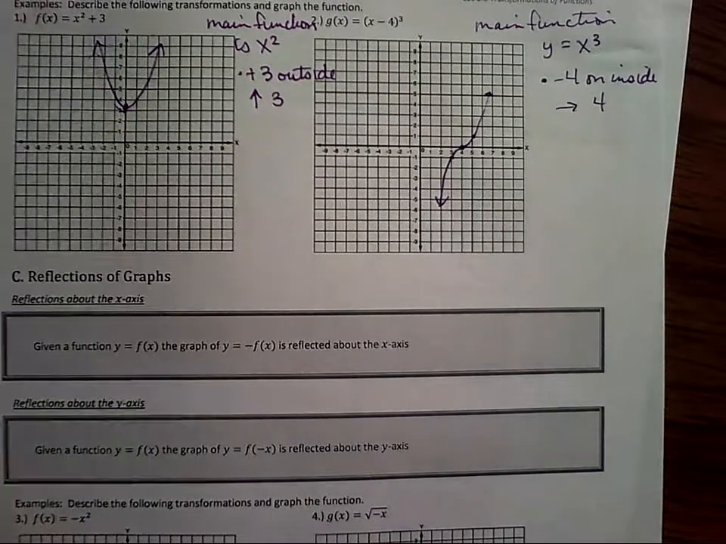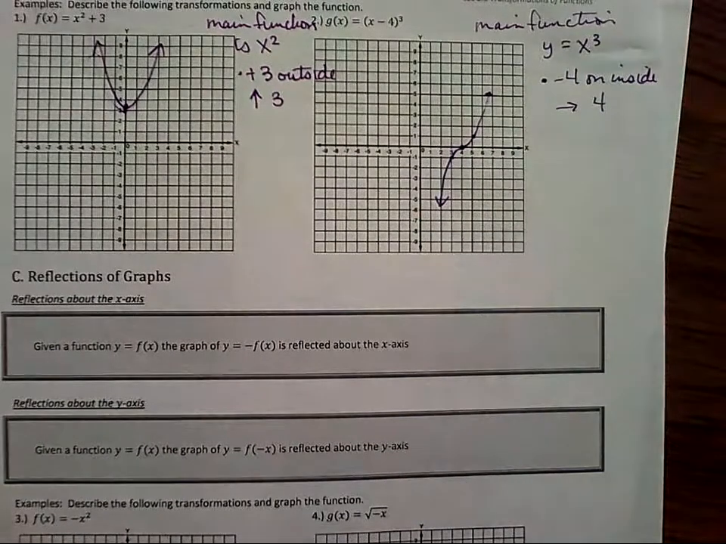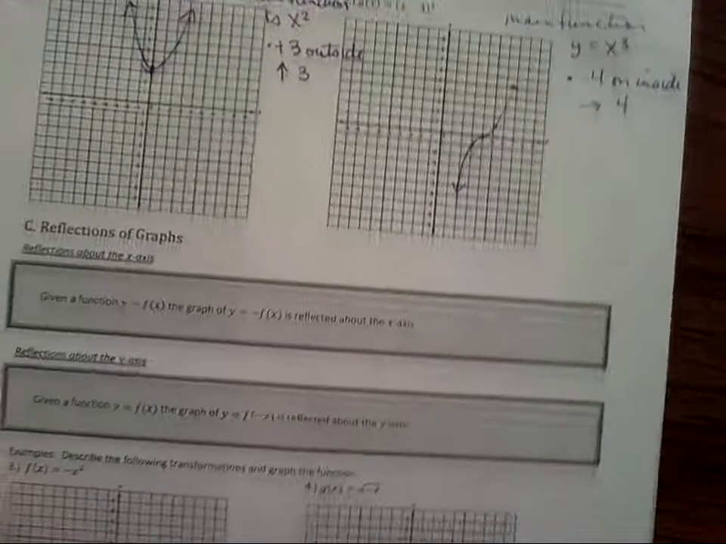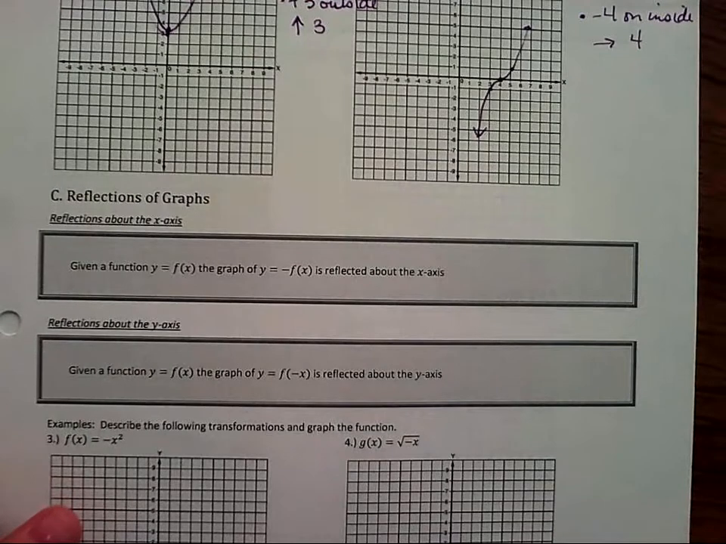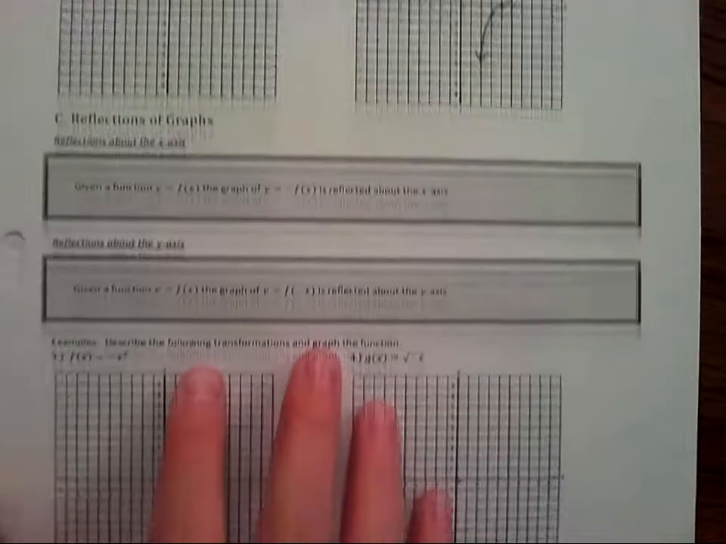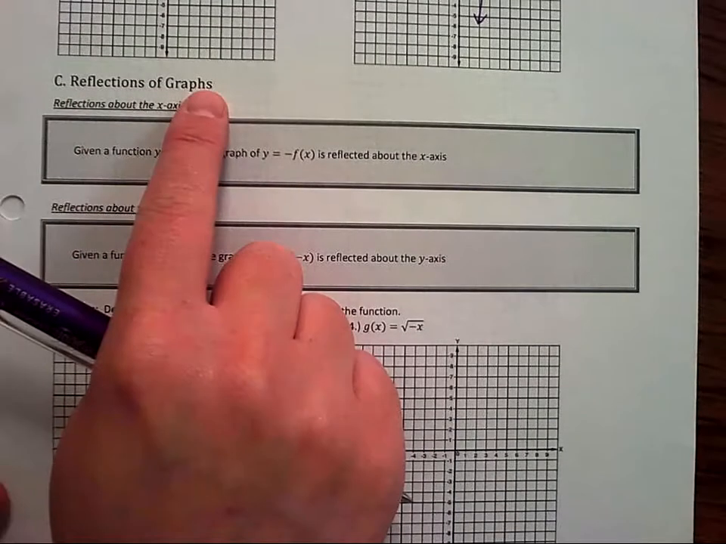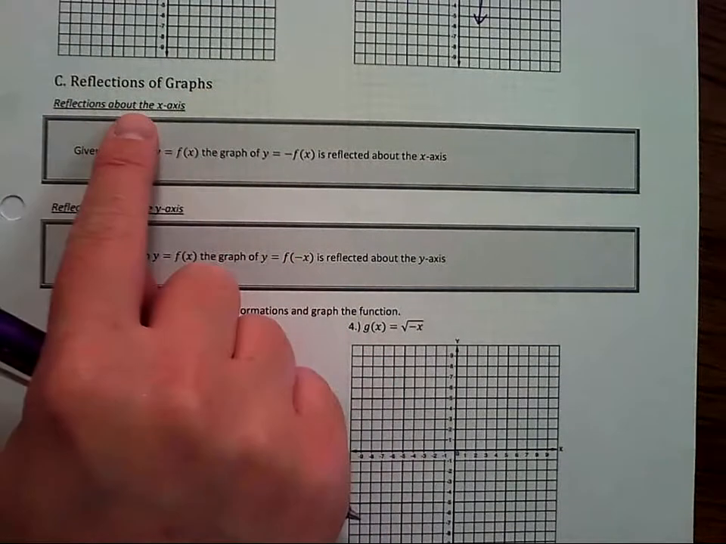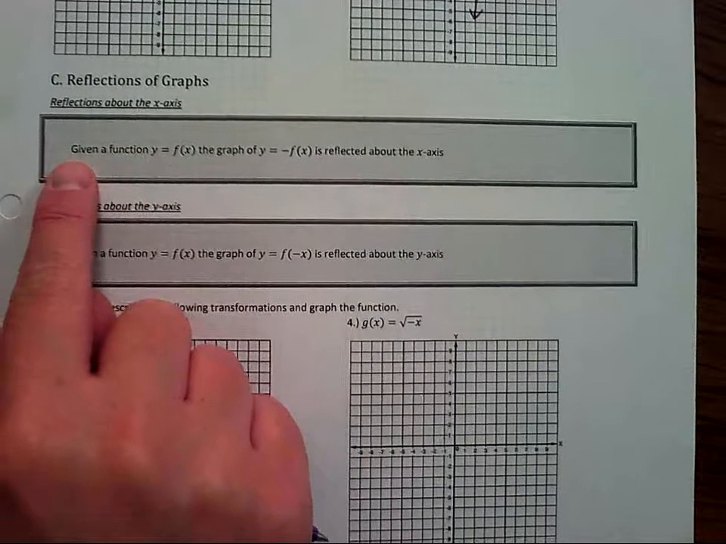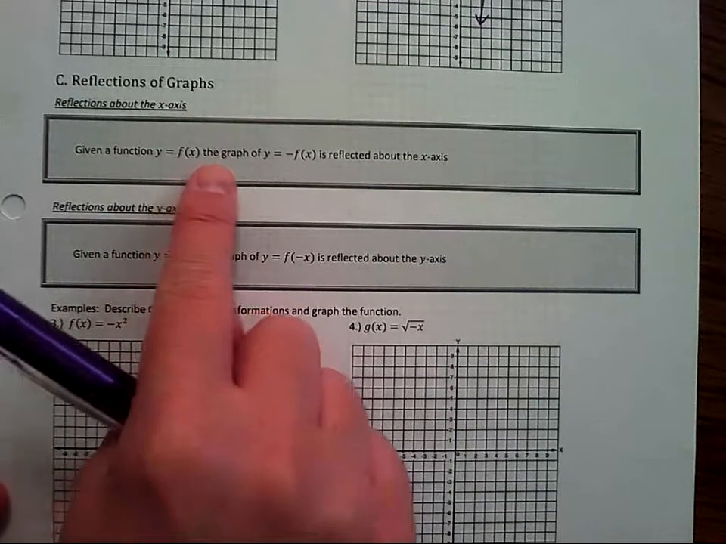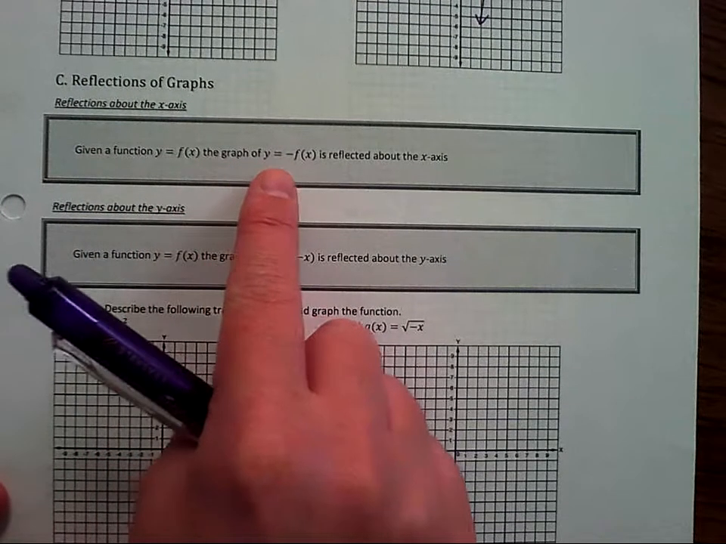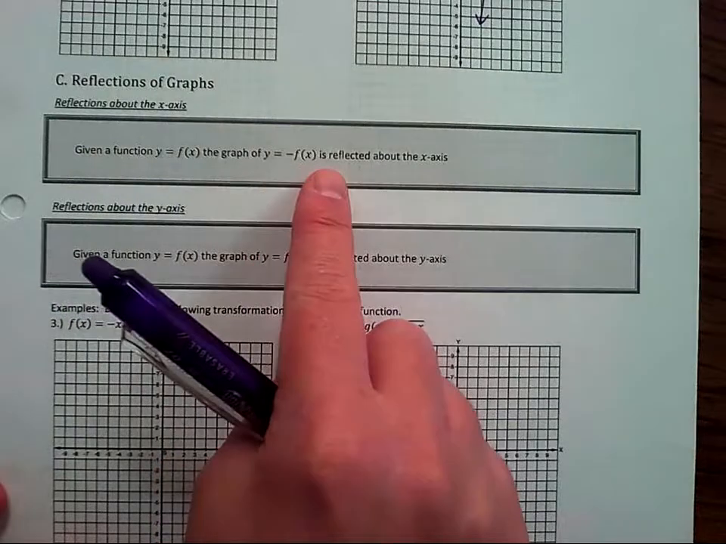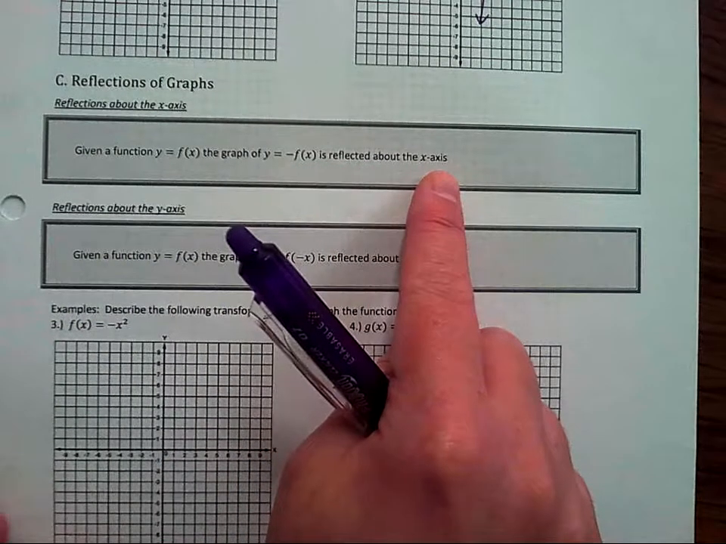All right. So, continuing talking about transformations of functions, how we're going to take those functions from part A and move them around the graph. Here we can talk about reflections of the graph. Reflections about the x-axis: given a function y equals f of x, the graph y equals negative f of x is reflected about the x-axis, and f of negative x is reflected about the y-axis.